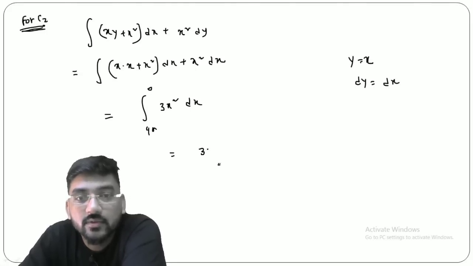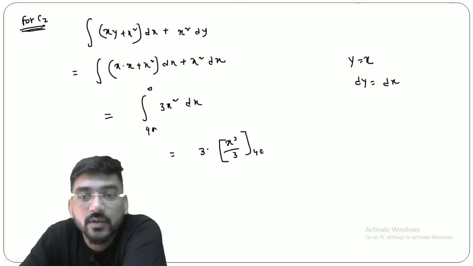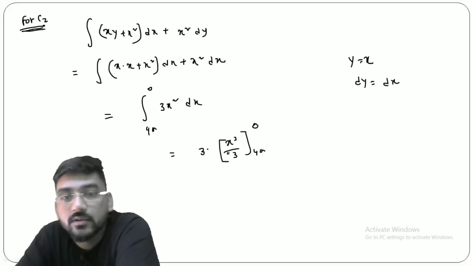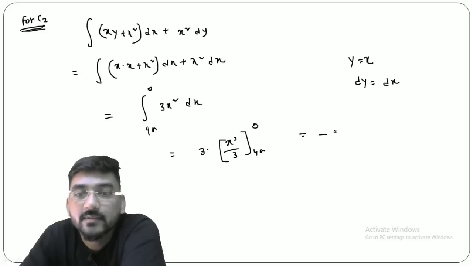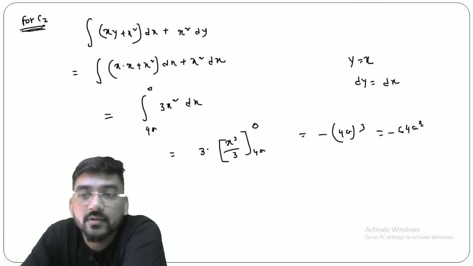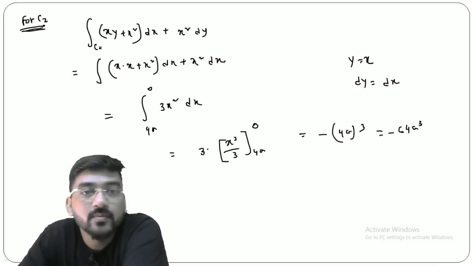So this will be 3 into x cube by 3, and the limit will be 4a to 0. Now 3 will cancel out, so you will get minus 4a whole cube, that is minus 64a cube. Okay, so this will be for C2.